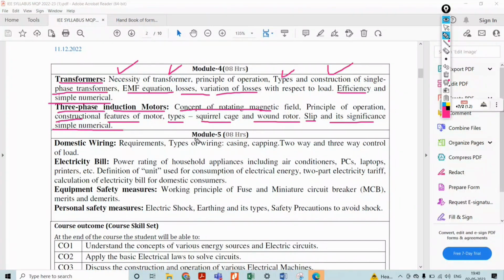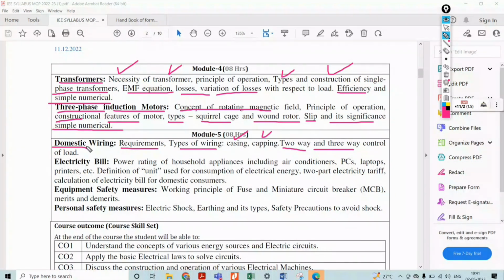Then with respect to module number 5, the domestic wiring: what are the requirements of the wiring, then types of wiring. Preferably they have mentioned casing and capping here. With respect to casing and capping, which material are you going to use, whether wood or PVC. Wood casing and capping is there, and PVC casing and capping is also there. For temporary wiring purposes, we preferably use casing and capping. Then there will be two-way control and three-way control of a particular load, especially with respect to a lamp.